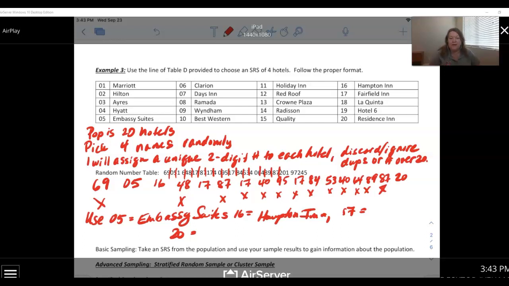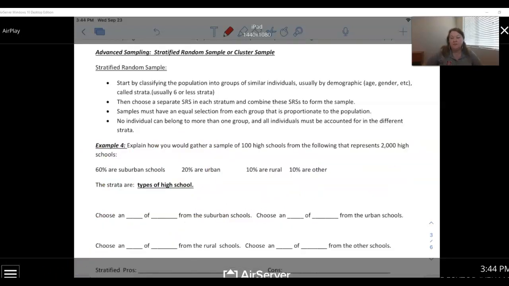All right, next one. Let's do some advanced sampling techniques that we can talk about. It says take an SRS from the population and use your sample results to gain information about the population. So here are some advanced sampling techniques. The big two that we're going to talk about today are stratified and cluster sampling. These are the ones that people most often confuse for each other. So let's talk about what a stratified random sample is. It is no longer a simple random sample. We're going to do something else to it.